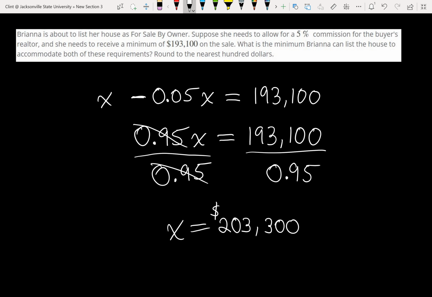So the difficult part is figuring out that we did the selling price of the house, X, minus 5% of the selling price of the house. And that has to total the number that she needs in her pocket. So once you see that and you get the feel of it, it's not that tricky, but figuring out how to set it up is kind of tricky. So okay, let's look at the next one here.